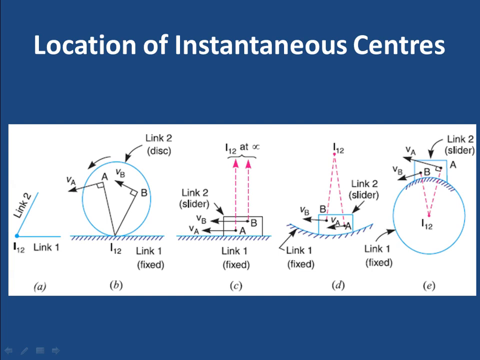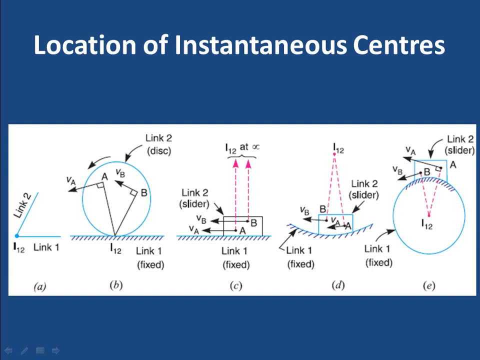Okay, and the next example is of a slider. This slider is going to slide on this, so link 2 is a slider. What will happen here in the slider? For a slider, the instantaneous center will always be at infinity, because you will not get an exact instantaneous center for this. So I12 in this case for the slider will be at infinity. You can see I12 is shown by a pink line here. It is at infinity, you can't predict it. Just perpendicular to this slider, you can draw a straight line like this, and you get infinity.